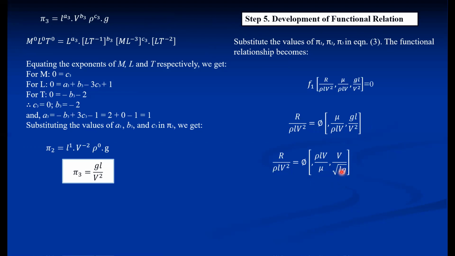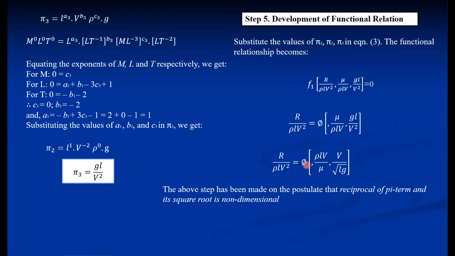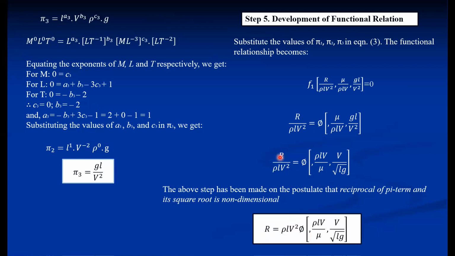Even if you multiply or divide by under root 2g, the dimensions are the same. So the above step has been made on the postulate that the reciprocal of pi terms and its square root is non-dimensional. Finally, we take only R on one side, because the question asks to develop an equation for R. So we keep R on the left hand side and the remaining terms on the right hand side.